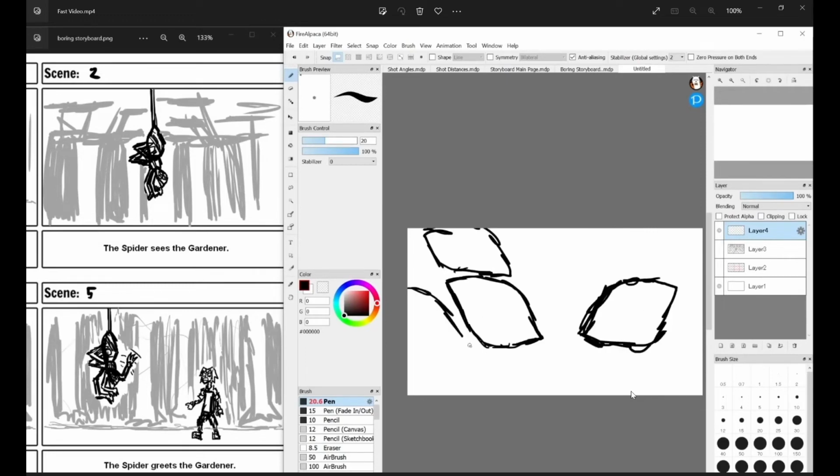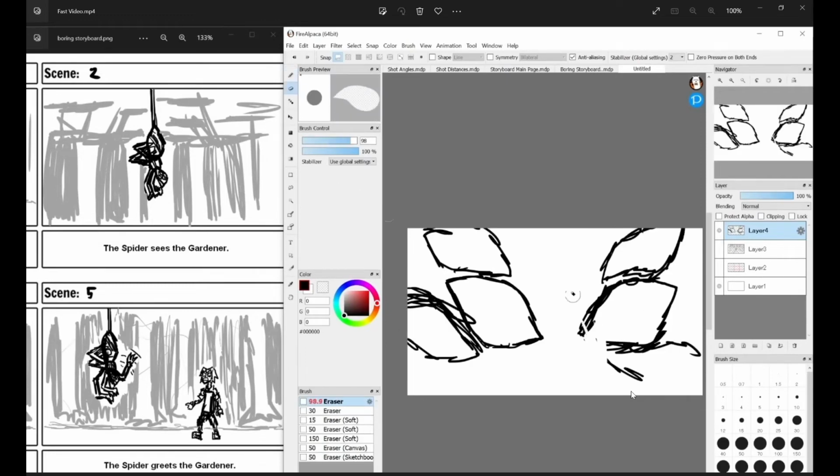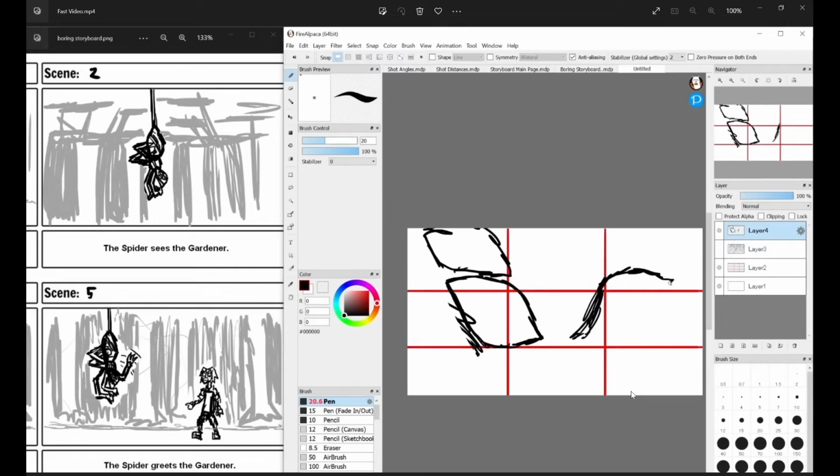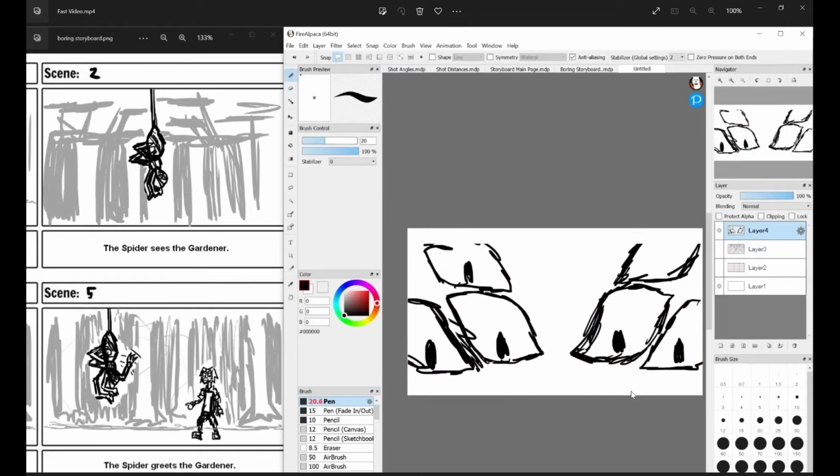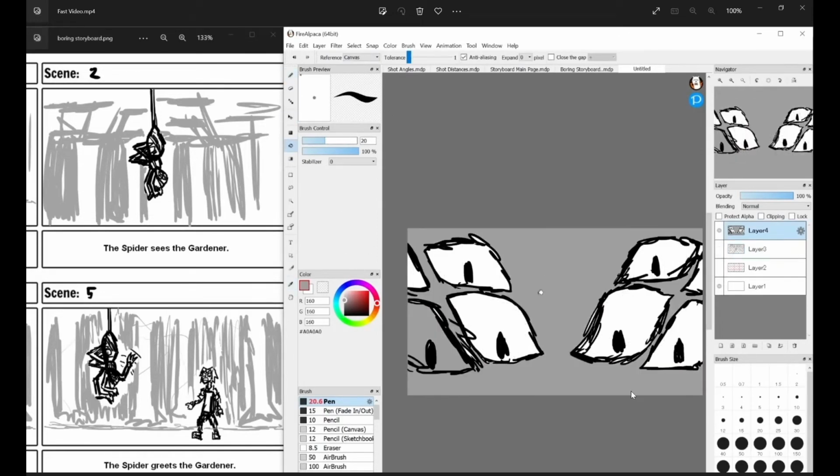And so for the spider seeing the gardener, I redrew it as an extreme close-up showing only the eyes. And I bring the rule of thirds here so that I know where to put the central eyes, where people will really be looking.